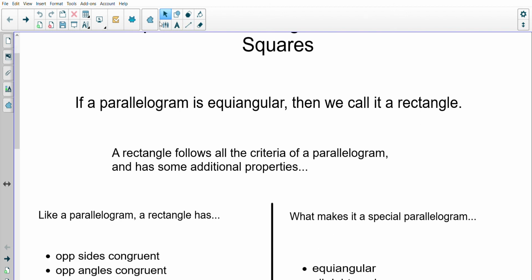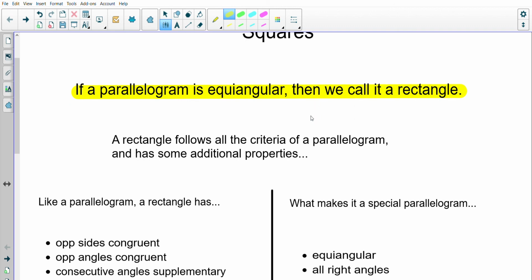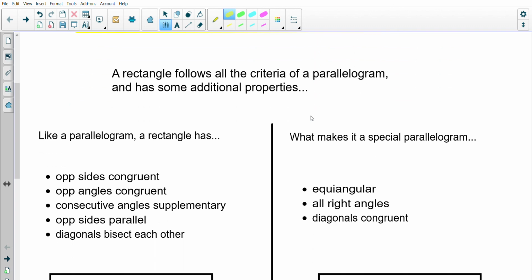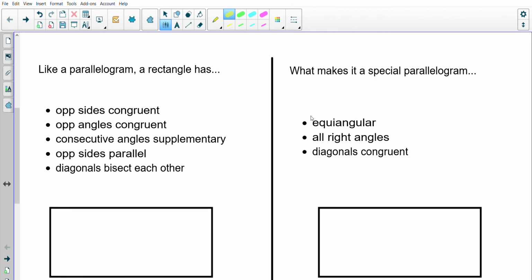Put a star next to this one or highlight this one. If any parallelogram is equiangular, we're going to call it a rectangle. There are a few other things that are different with that, so go ahead and follow along and mark these diagrams as we go so that you have something good to look back on. A rectangle follows all the same criteria of a parallelogram, but it also has some additional properties. So let's review what a parallelogram has, as well as a rectangle.